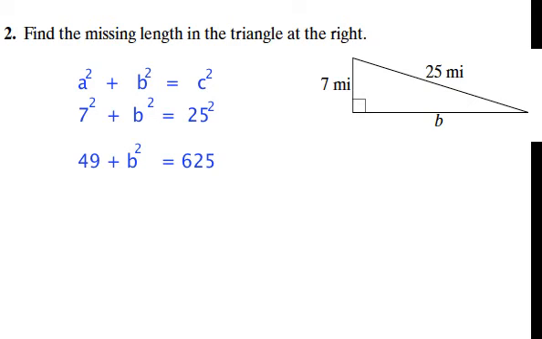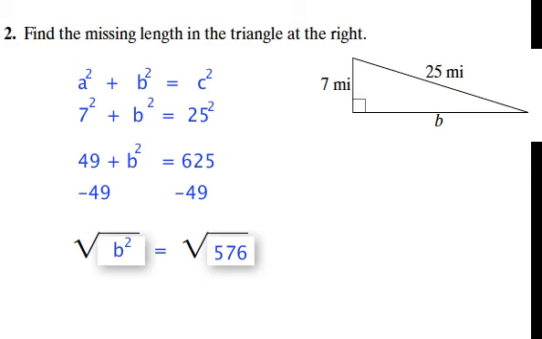We need to subtract 49 from both sides of the equation to try to get b by itself. So we have b squared equals 576. Now we take the square root of both sides of the equation. So the square root of b squared is b, and the square root of 576 is 24. So b is 24 miles. Pause the video if you need more time to copy down this example.